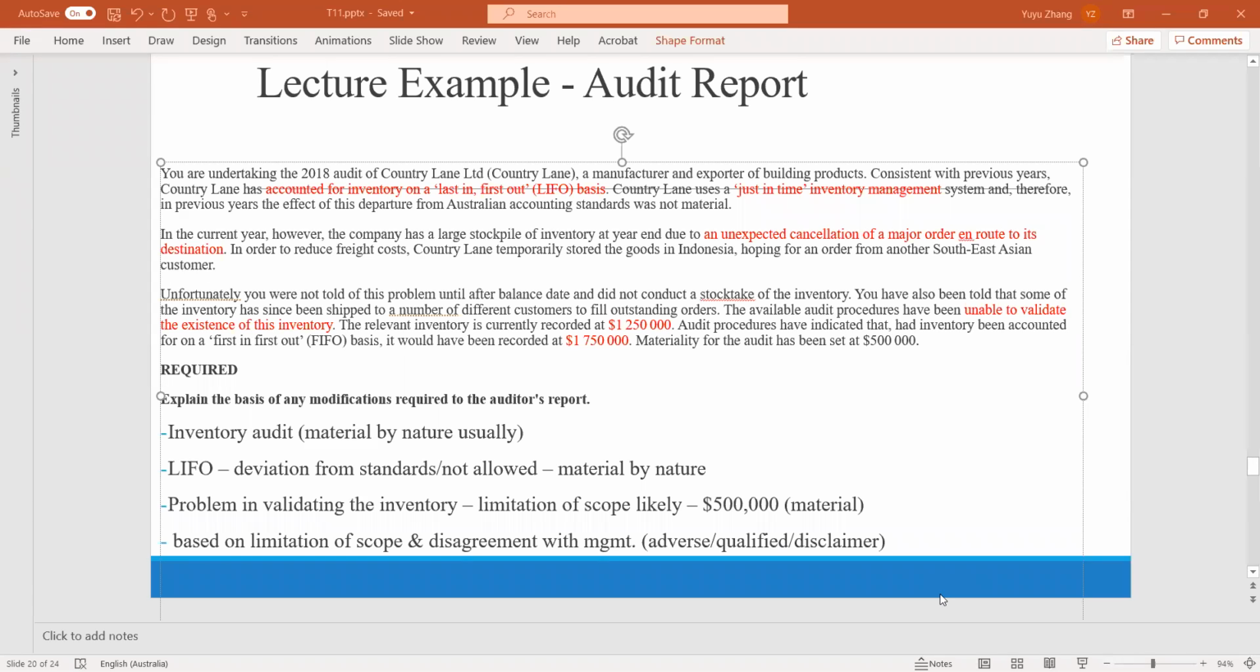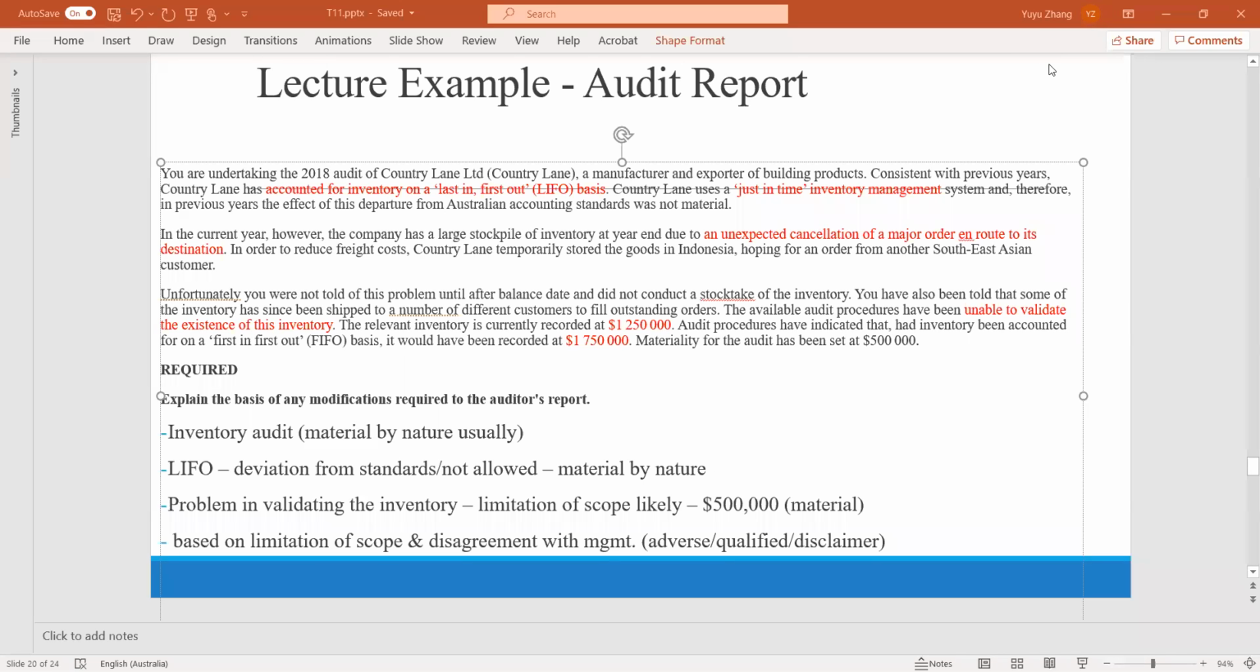Gonna set adverse and then disclaimer. So if it is adverse, that will be a pervasive material misstatement. So do you think the material misstatement in this case is pervasive?